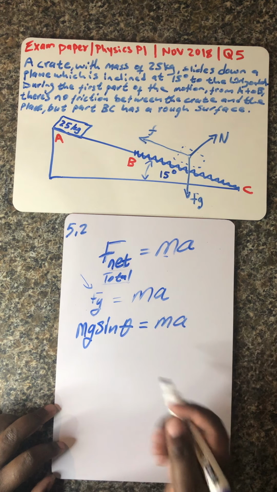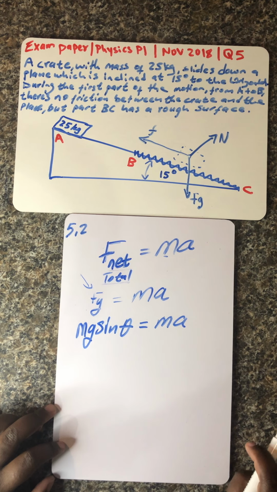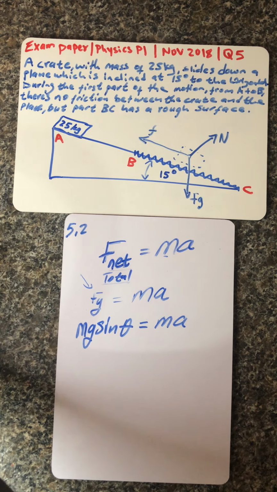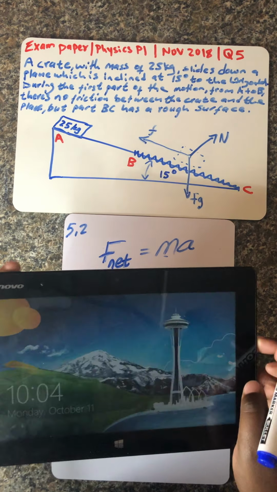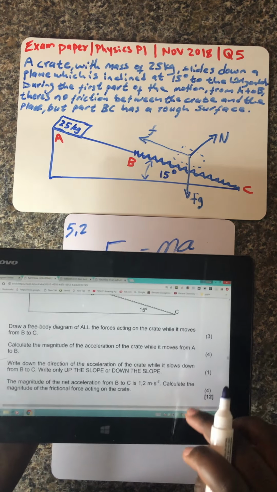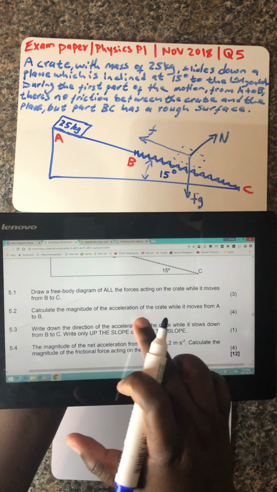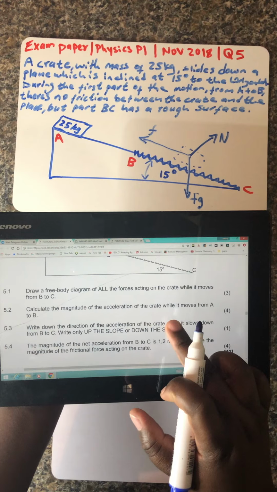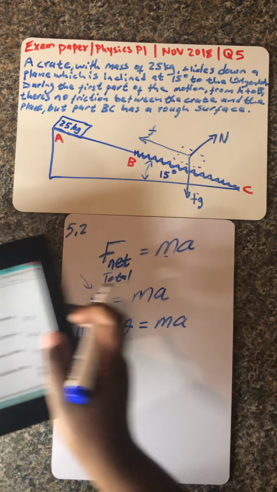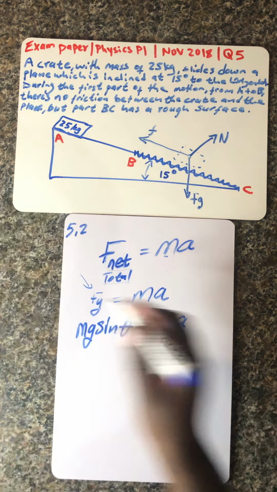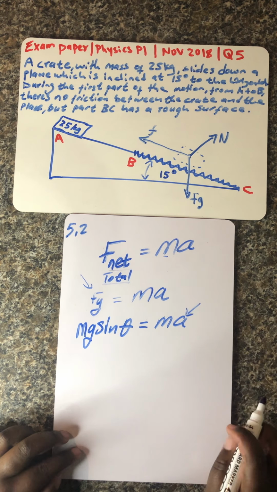We just substitute all the information that we have and we solve for the unknown. I'm not sure if everyone still remembers what the unknown is, or what exactly we are calculating. Guys, we are calculating the magnitude of acceleration of the crate while it moves from A to B. So a is what we are looking for.